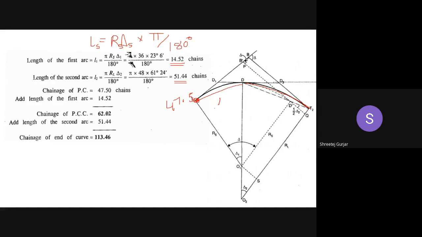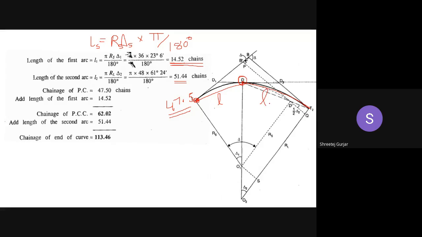Now, if you add the length of the curve, okay, if you remember, we have calculated the length of the curve in chains, not in meters, because this chainage is given in meters, right? 47.5 chains is given to us. Length of the curve we have calculated in chains. So 47.5 plus the length of the curve, we will get the chainage of point D.